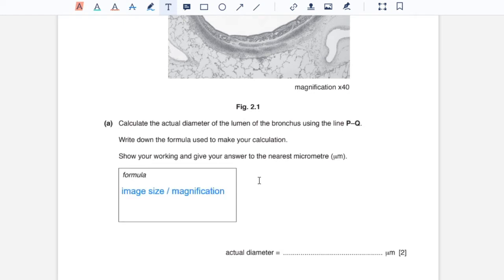Now the image size in this image is around 70 millimetres or 7 centimetres. Convert that into micrometres, which would be 70,000 micrometres, and then you divide that by 40 and your answer would be 1750 micrometres.